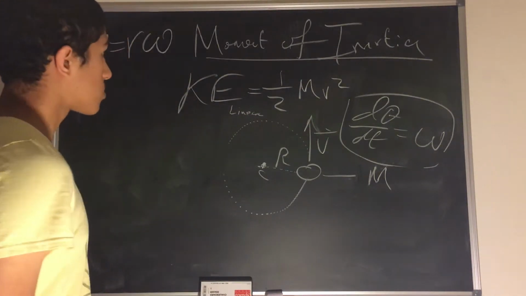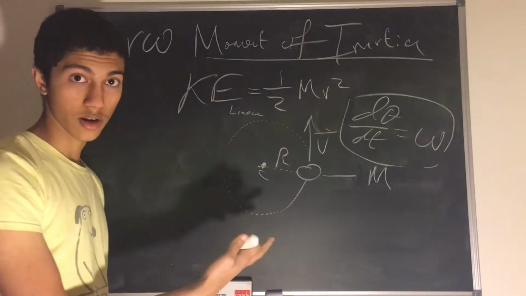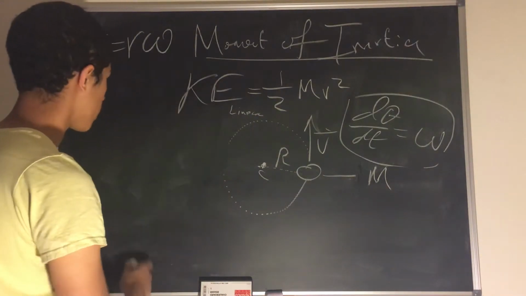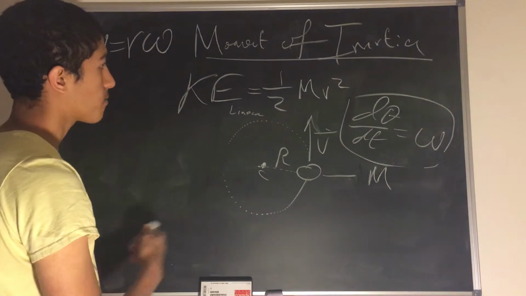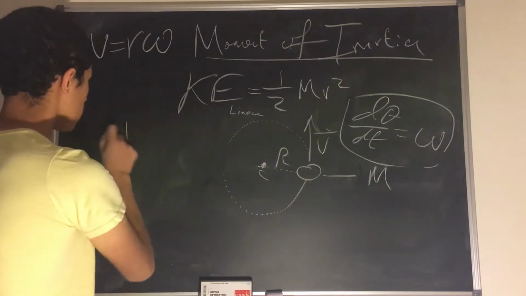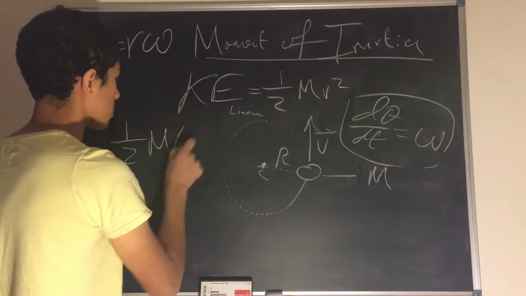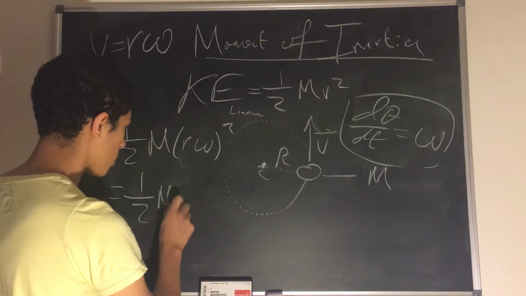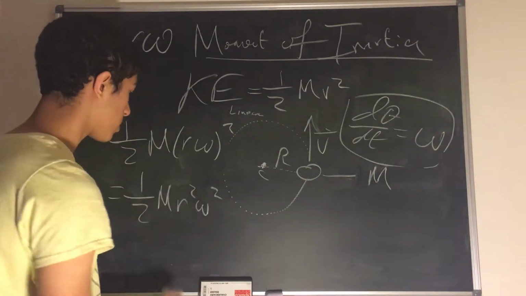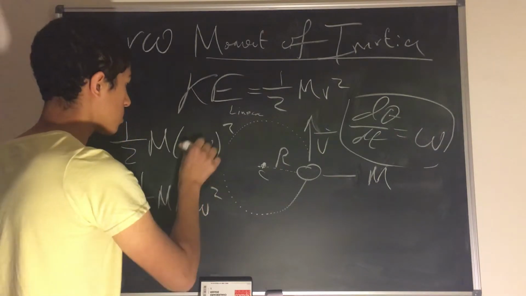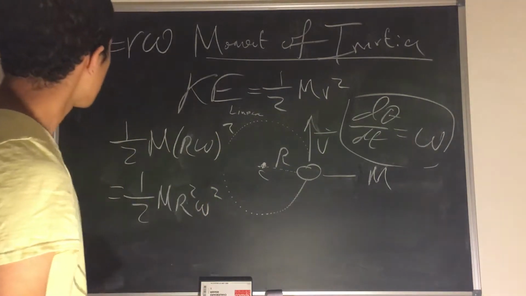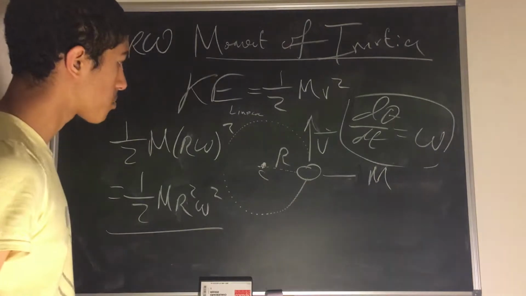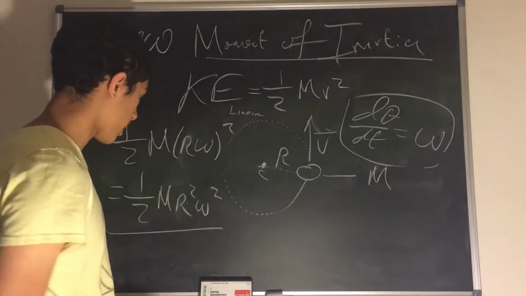We know that v is equal to r omega, so we can take linear kinetic energy and simply substitute our equation for v into half mv squared. That's going to be half m times r omega whole squared, which is equal to half m r squared omega squared. I should be using capital R's. Wonderful. So now we have come up with an equation for the rotational kinetic energy.